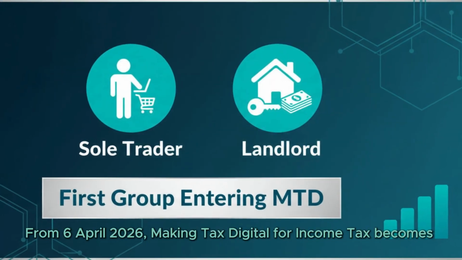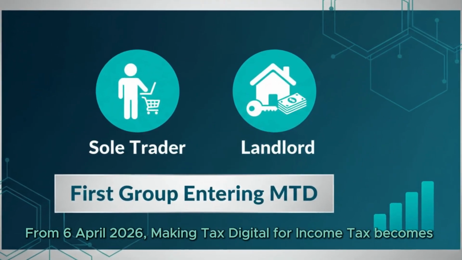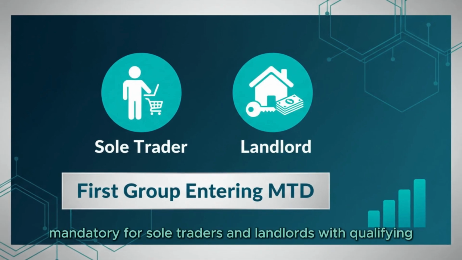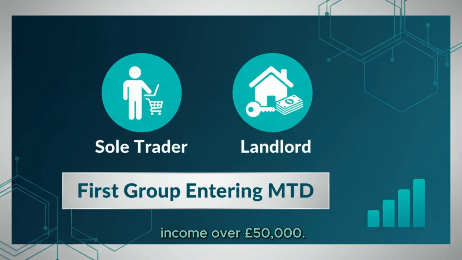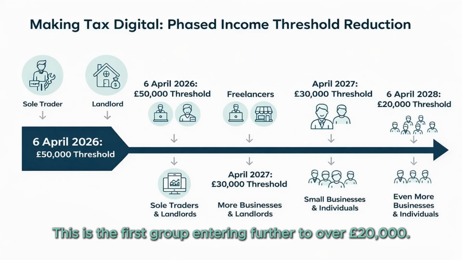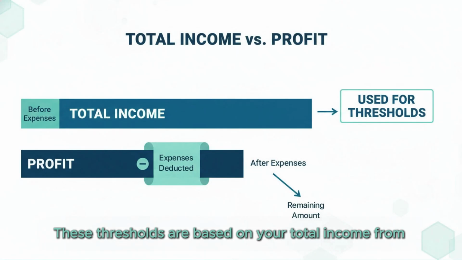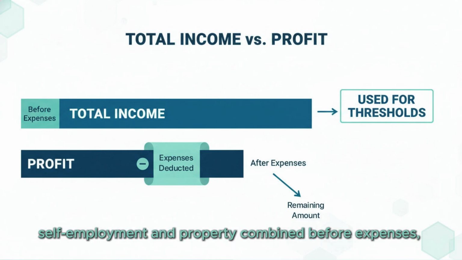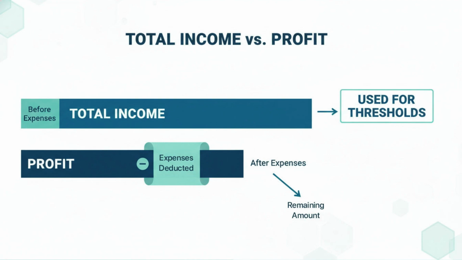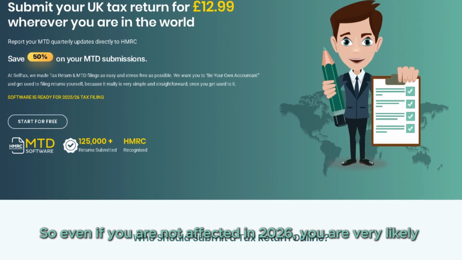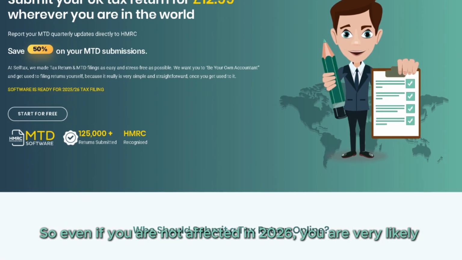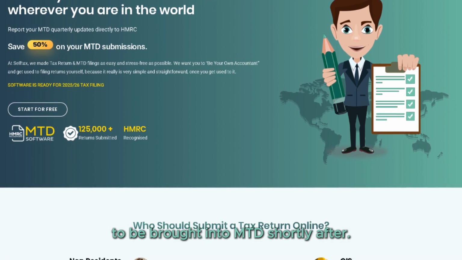From the 6th of April, 2026, Making Tax Digital for income tax becomes mandatory for sole traders and landlords with qualifying income over £50,000. This is the first group entering, with further groups following at over £20,000. Now here's the key point. These thresholds are based on your total income from self-employment and property combined before expenses, not your profit. So even if you are not affected in 2026, you are very likely to be brought into MTD shortly after.